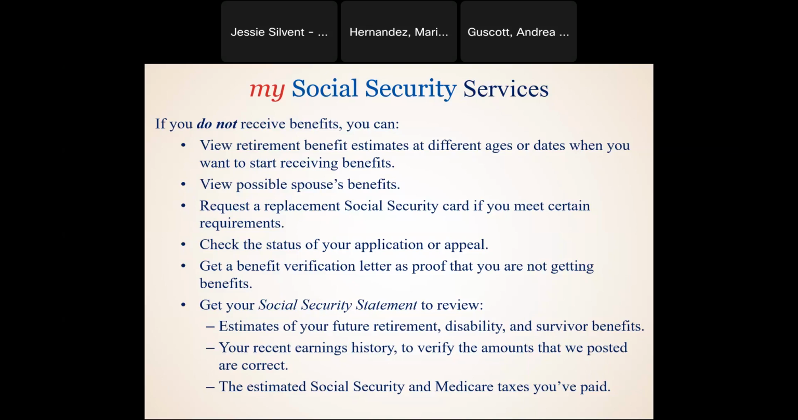You can also review your Social Security statement, which is really important to do just to confirm that the earnings that we have posted on your record are accurate, because that's what your benefit amount ultimately will be based upon: how much you've earned and how much you've paid into the FICA tax and the Medicare tax. You can also see on the Social Security statement the estimated Social Security and Medicare taxes that you've paid over your lifetime. So there's a lot of really great information that you can access through the My Social Security account. Next slide.